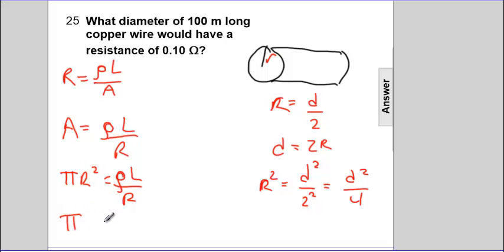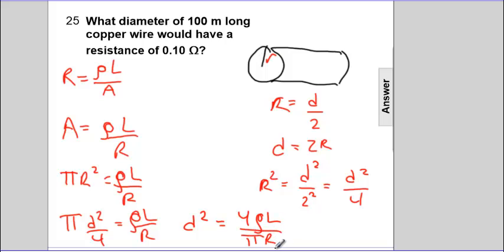So we get pi times what r squared is, d squared divided by 4, is rho L over R. So now we solve for d squared. When we do this, d squared will be 4 rho L divided by pi R. There's a lot of algebra here, but nothing impossible, especially if we do it together. And to solve for this, we'll simply take the square root of both sides, and we're home free.